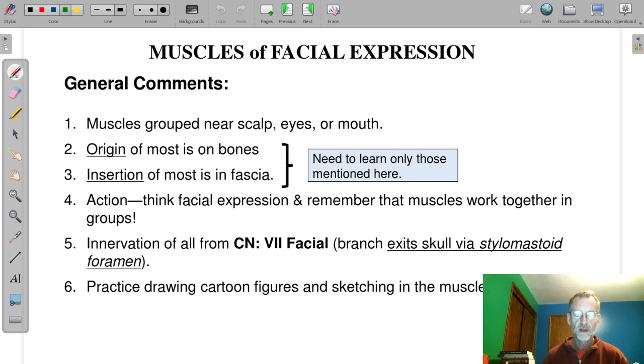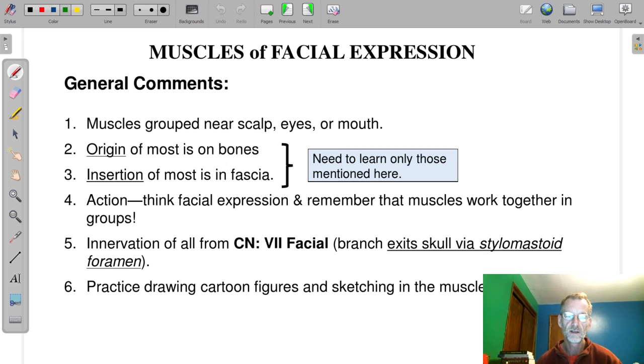Hi again. Let's look at muscles of facial expression. So first slide are some general comments. Again, I've already mentioned they work together in groups. These are muscles that are in the scalp, eyes, or mouth to produce facial expressions. Origin is on most bones, and the insertion of most is in soft tissue fascia.